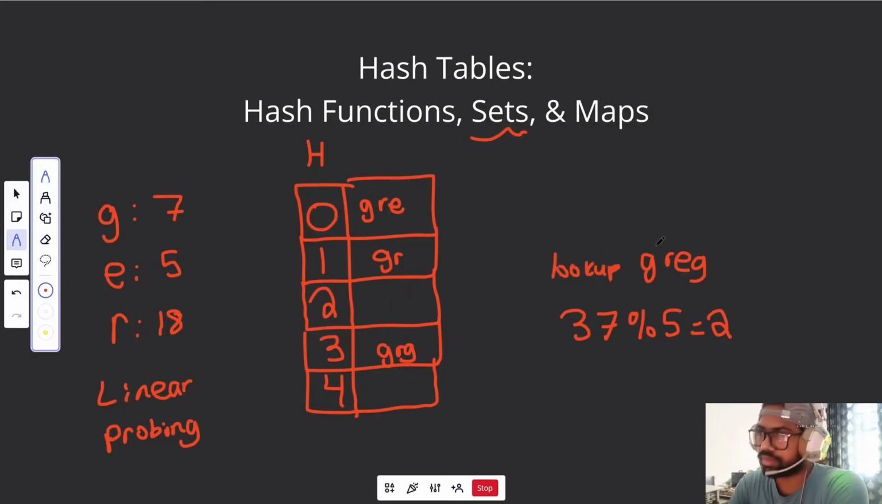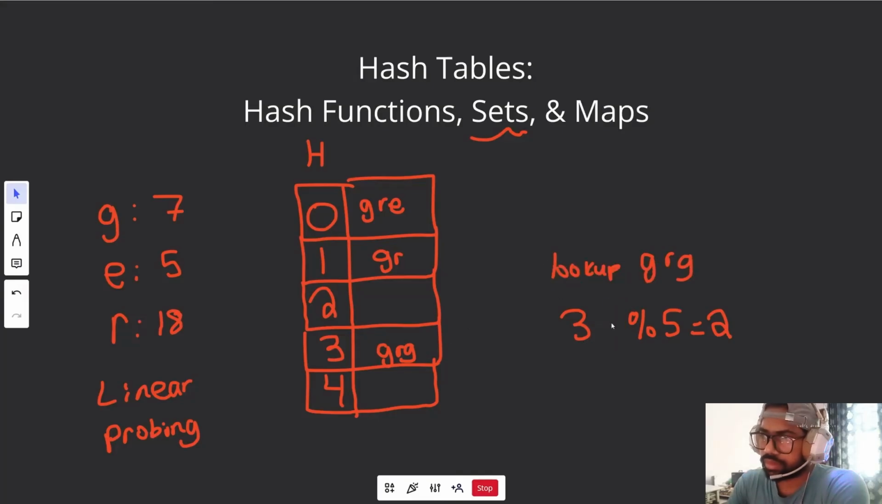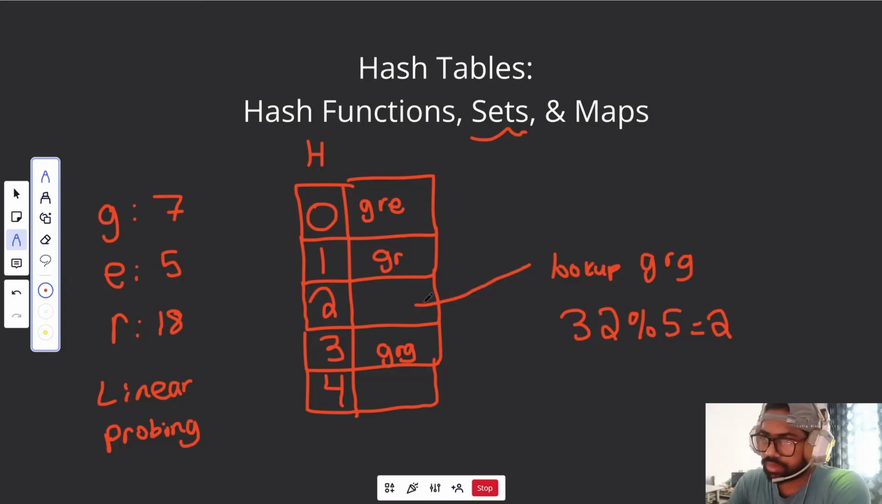So if you wanted to look up GRG, if you wanted to see if GRG is in here, well then you would get your position, which is going to get 32 mod 5, which is 2, and you'd conclude that it's not there. But that's not true, it is there.